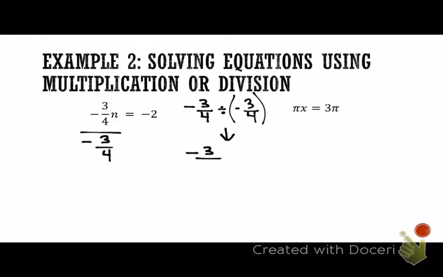Negative 3/4 times negative 4/3. You see what we did there? We did the KFC, the keep, flip, change. We flipped the second one and we changed the operation. All right, so I'm going to erase all this. This is what you're going to write, but I needed to show you why.